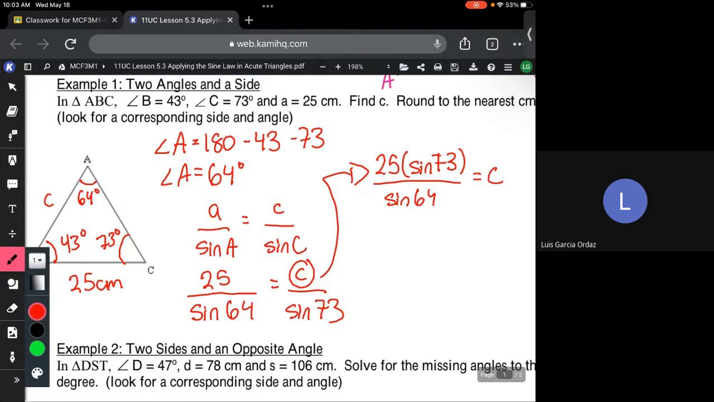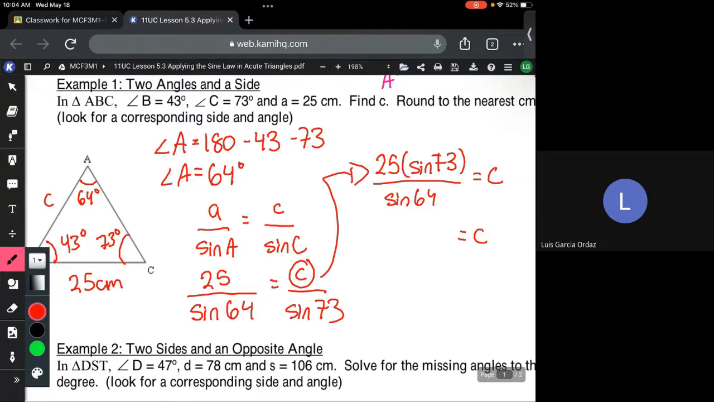So what you're going to do with your calculator is you're going to do the top part first. So 25 times sine 73, and then divide that answer by sine 64. And then round it to the nearest whole number because it's saying round to the nearest centimeter. Let's see if my calculator was correct. 25 times sine 73 divided by sine 64.